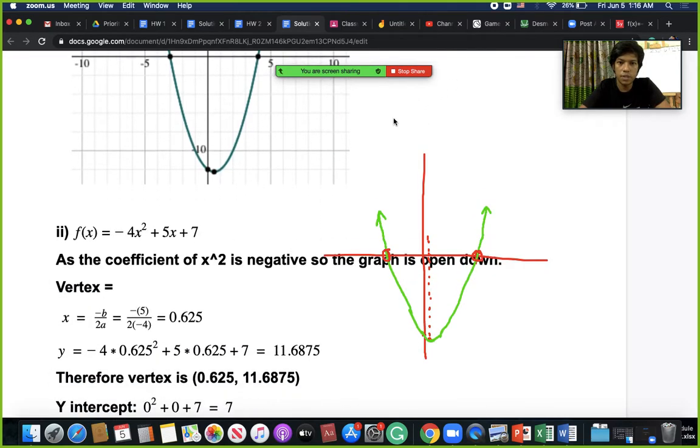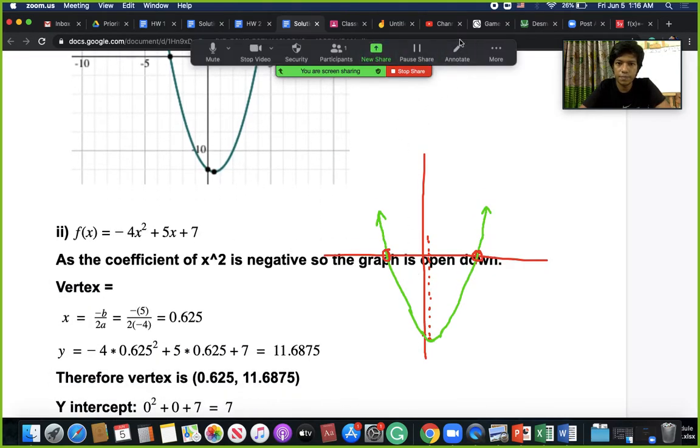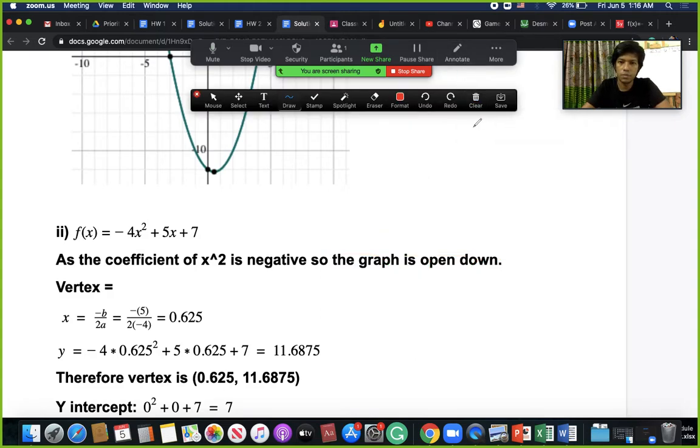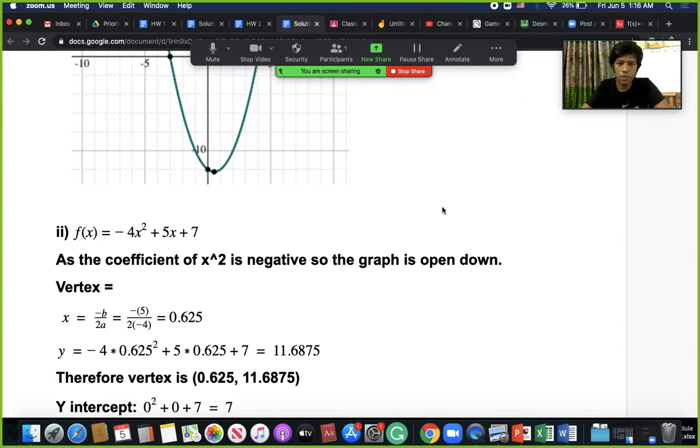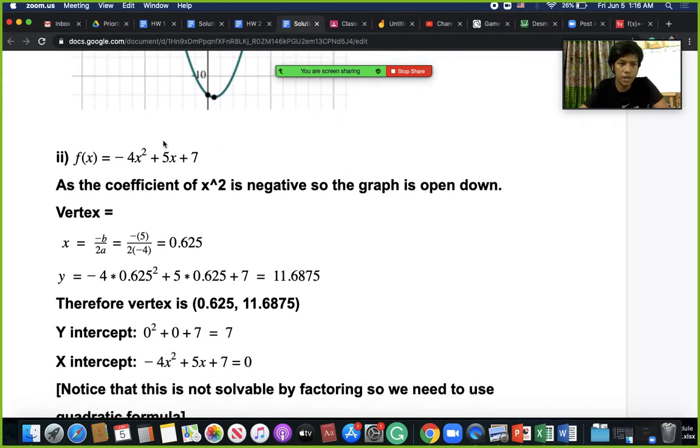The second question, let me erase this, is this: f(x) equals minus 4x squared plus 5x plus 7. Same method, as you can see. We have to draw this graph, and we will follow the same method. There is only one variation here, and I will show you that also. This is minus, so the graph will open down, a downward-opening parabola.